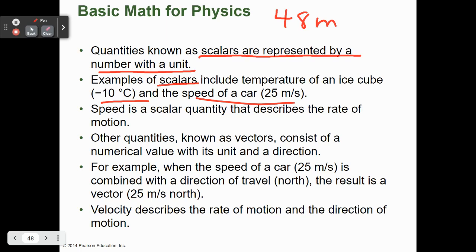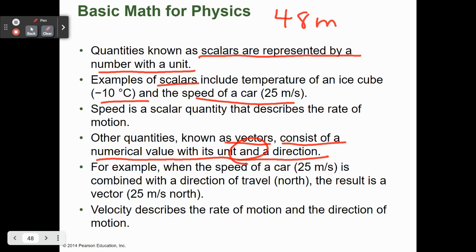So other quantities, though, are known as vectors. Vectors are things that have a numerical value with its unit and a direction. It's a way to get things a little more specific. So I can say I'm going 65 miles an hour down the highway. What does that tell you? It tells me how fast I go. Does it tell me where I'm going? Does it tell me anything else at all? I'm on the highway. But there are lots of highways, right? Highways go in all 4 directions.